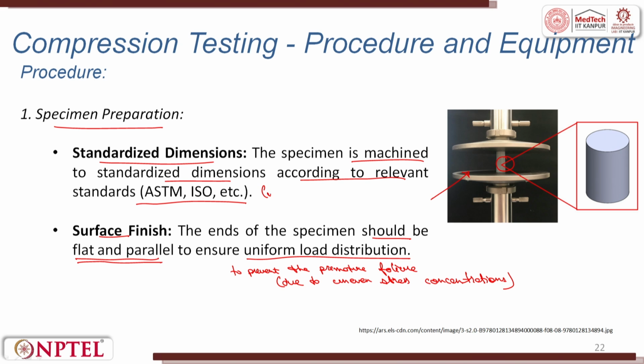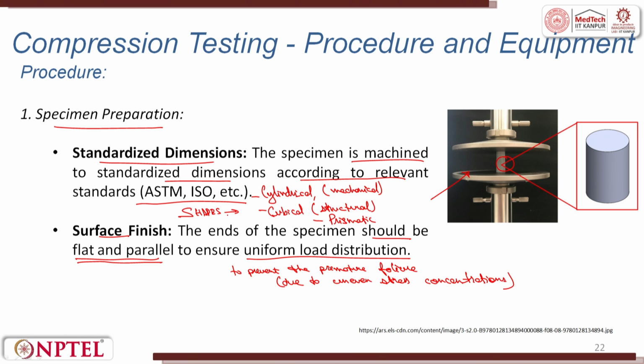These specimens could be of multiple shapes. It could be cylindrical, it could be cubical. Generally, for structural applications, that is in civil structures, the specimens are cubical, and cylindrical generally for mechanical applications, and it could also be prismatic. So these are the shapes of the specimens.